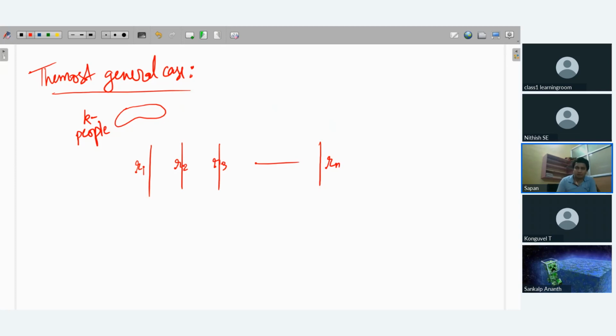Like we had 2 people, no? This time K people. We don't know the number of people. I thought the maximum number of people who can have a bank account is 2. No, we can have 3 also. We can have however many people. The time period can also be different for all of them.